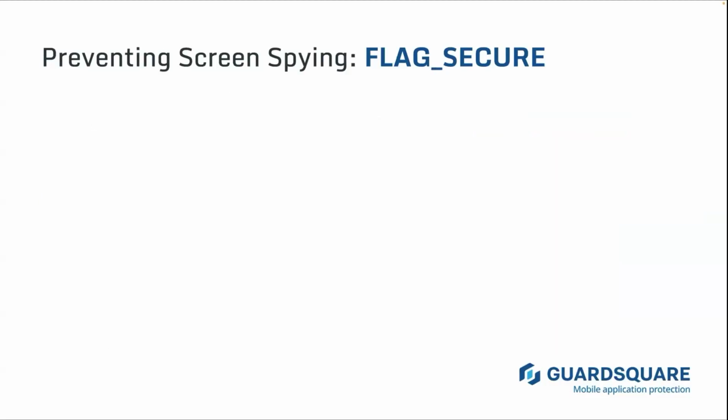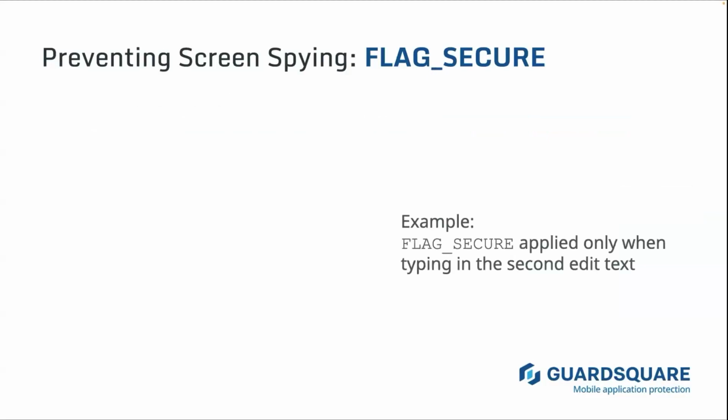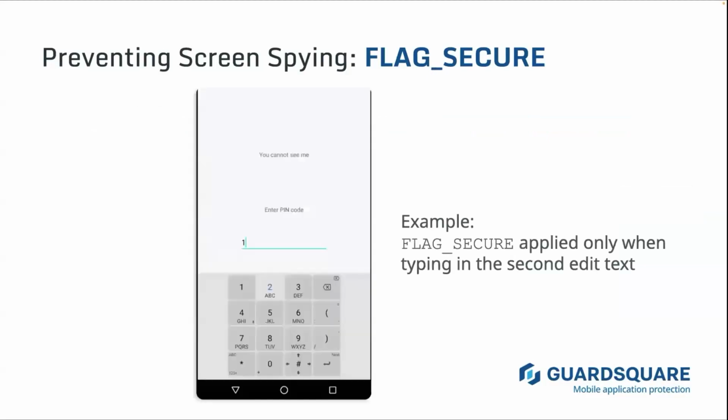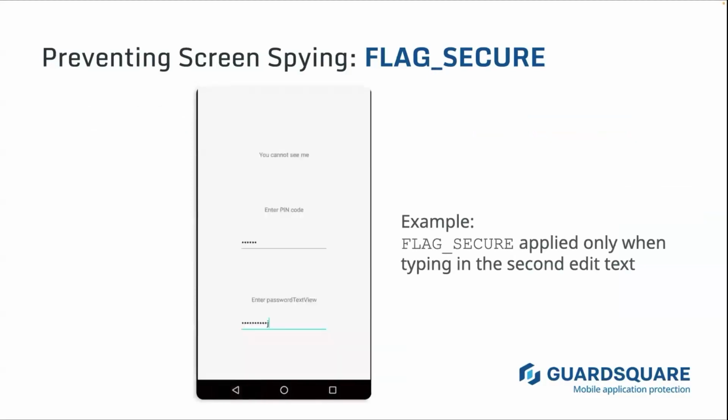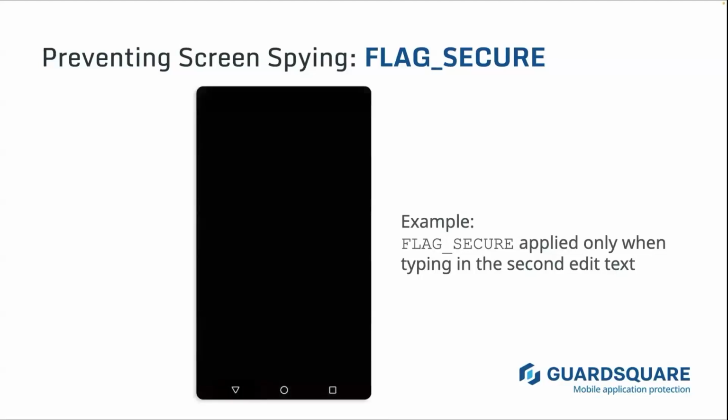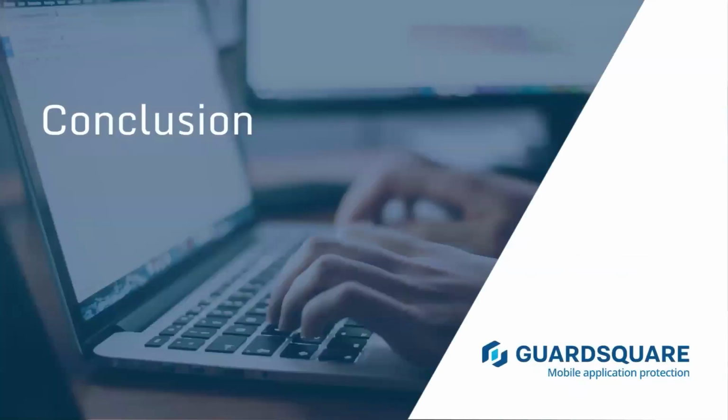Let's see an example. For instance, here, only one of the fields is protected. So this one is not protected. We can see everything. But when trying to type on the other one, we cannot see the screen at all. Okay, we can see it again. For the first one, we can see everything, but for the second one, we won't see what the user is typing.